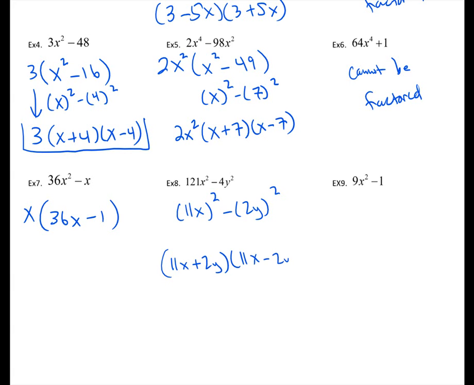11x minus 2y. And the last one, right here, no GCF. And then I notice, yep, that looks like a difference of squares to me. I can make it fit this format. That'll be 3x and 1, so my factors are 3x plus 1, 3x minus 1.